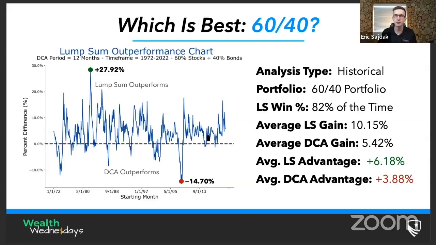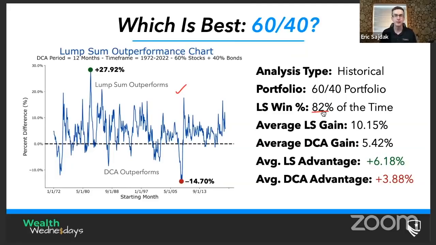So this lump sum chart is looking at the exact same period of time, pretty much the same exact metrics, a 12-month dollar cost averaging period and such. We see that in the vast majority of trials, once again, lump summing wins. In fact, when we're adding a little bit more safety and decreasing the volatility here, lump summing wins more, 82% of the time rather than 76% of the time.